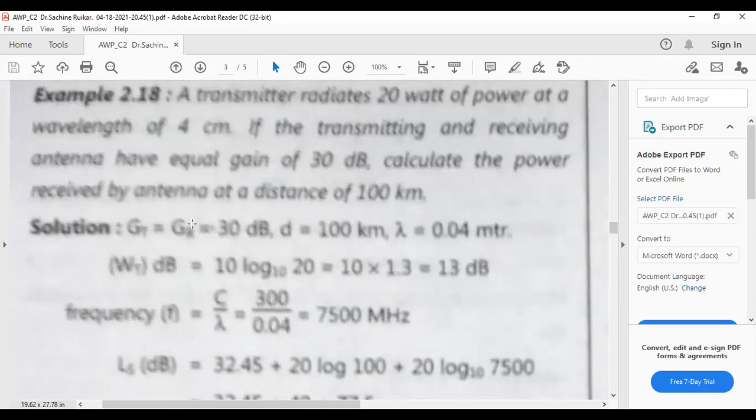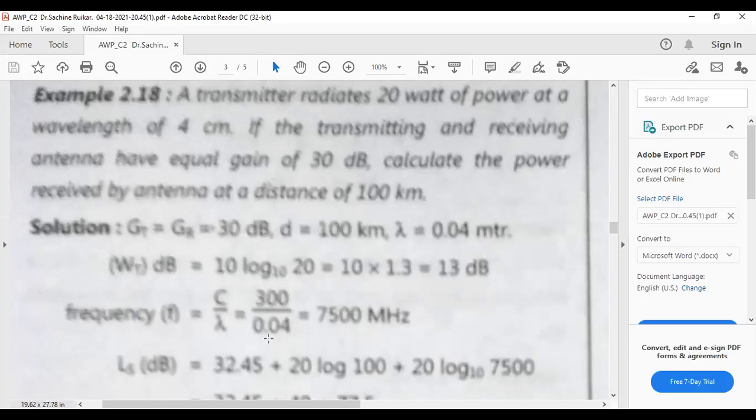The formula is: the transmitting power in terms of dB is equal to 10 log 10 of 20, where 20 is the transmitting power. This is given in watt, and we are going to calculate it in terms of dB. So 10 log 10 of the transmitting power, 10 log 10 of 20. So you will get 10 into 1.3, that is 13 dB.